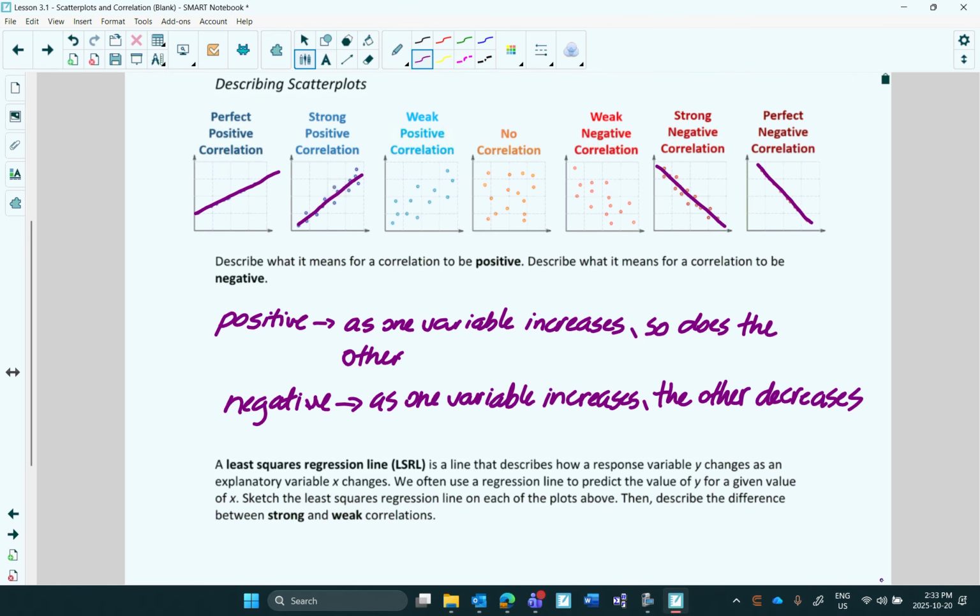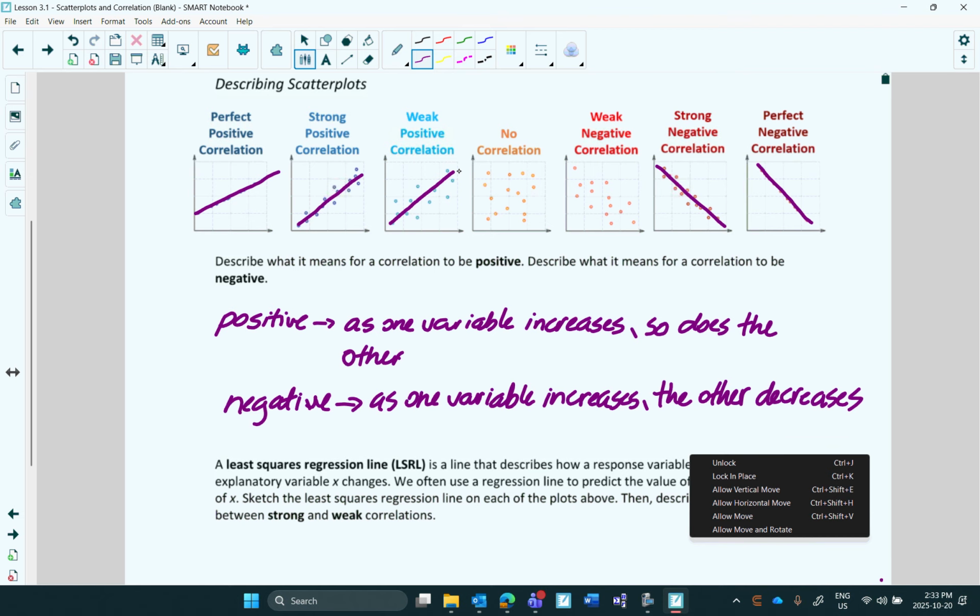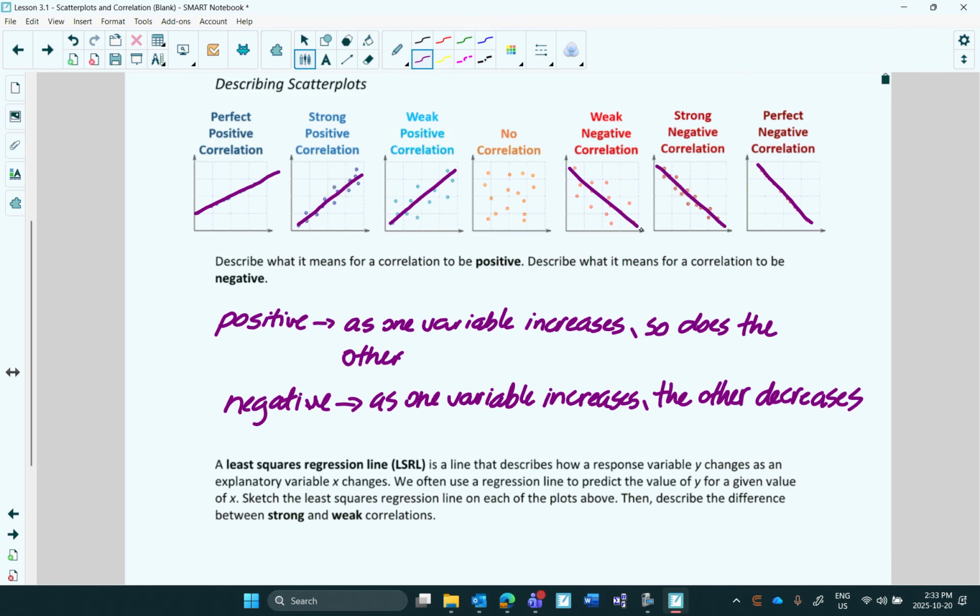But notice many of the points are going to be a little further away from this line, so our predictions aren't going to be quite as strong. And that's going to happen if it gets even weaker. Again, something like that, for negative, something like that, where about half are above and half are below. And for no correlation, you can't draw a line, because there's no relationship, so why bother exploring anything?